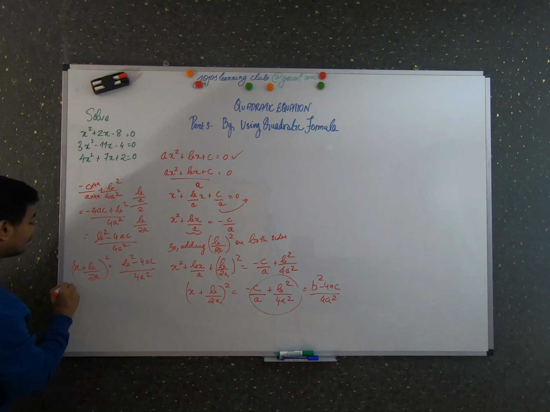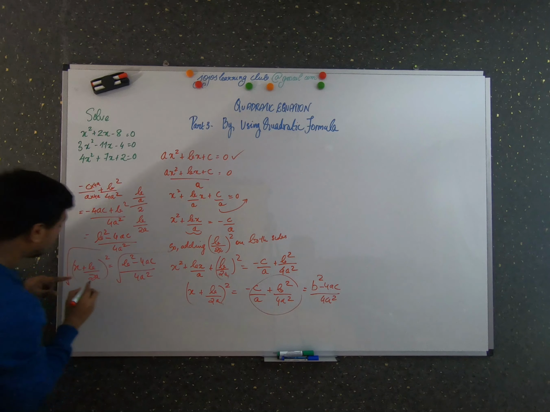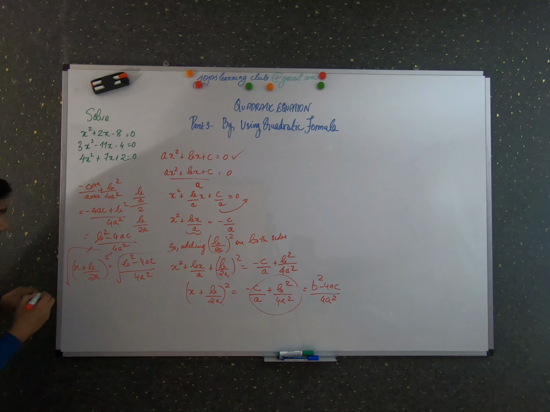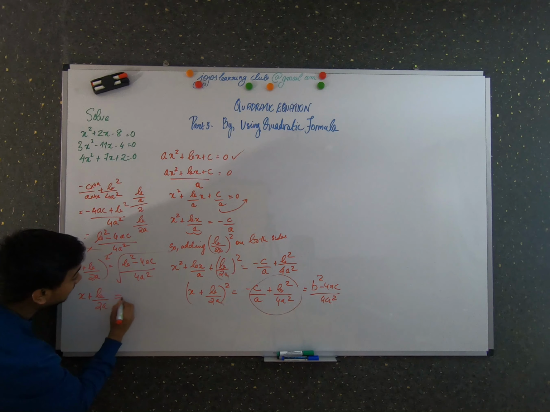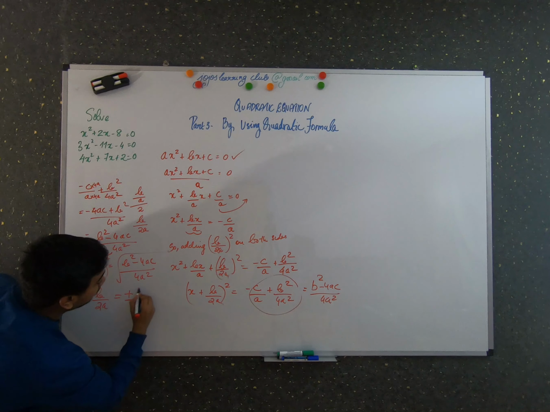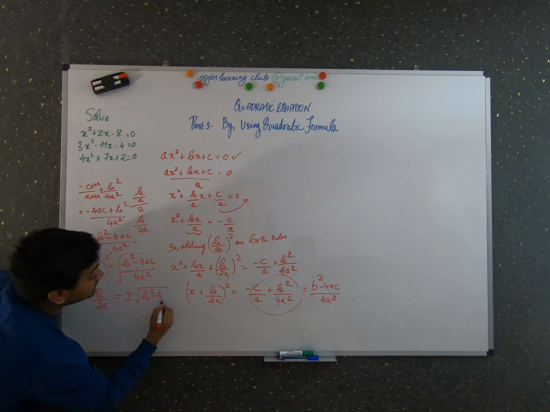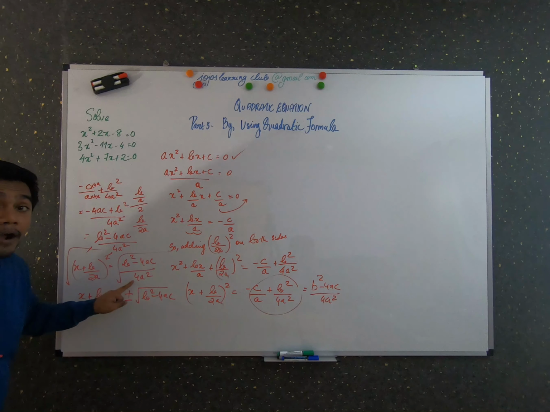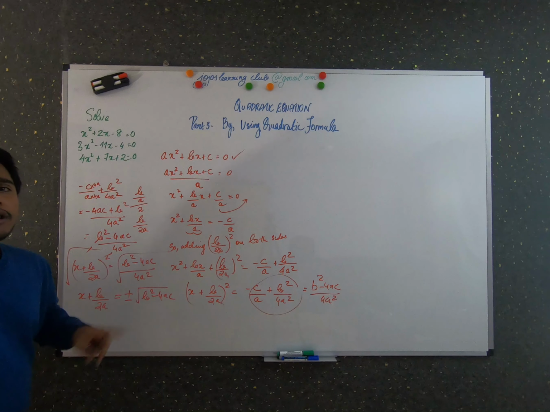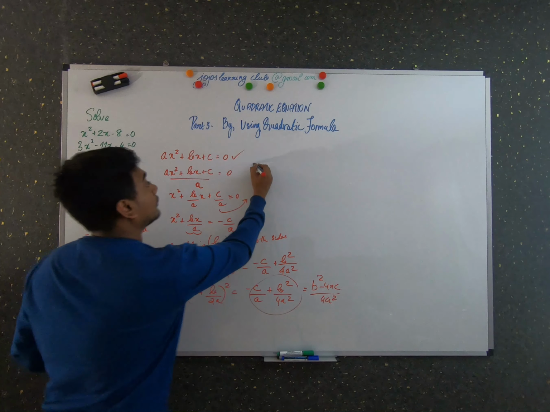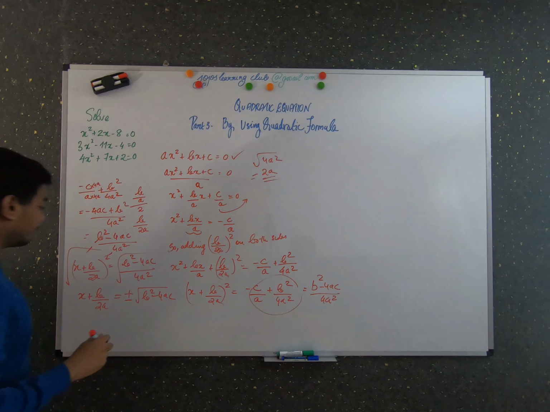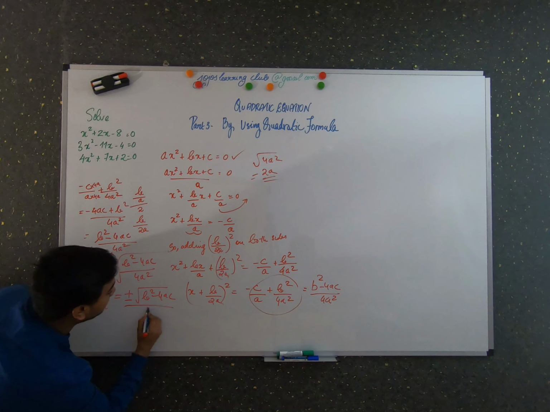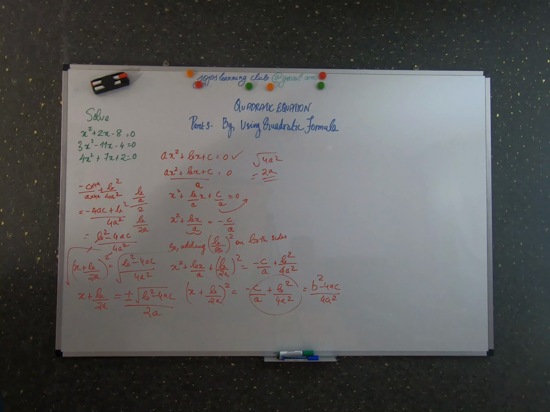And now I'm going to take the root. What happens here? This gets the root and this gets cancelled. So what you can write: x plus b by 2a is equal to plus or minus root of b square minus 4ac. Why didn't I take the denominator part? Because we know that root of 4a square is 2a. So I can simply write it as 2a, right?